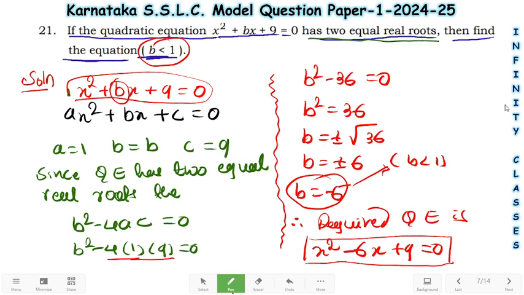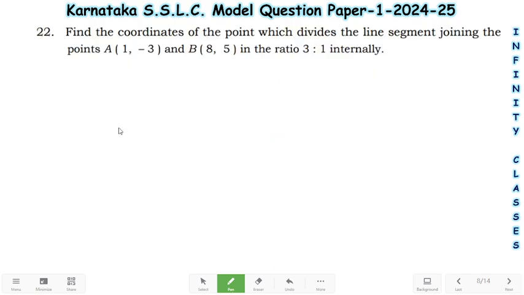Moving to the next question, that is question number 22. Find the coordinates of the point which divides the line segment joining the points A (1, -3) and B (8, 5) in the ratio 3:1 internally. For this problem we first write the solution. First draw the line.